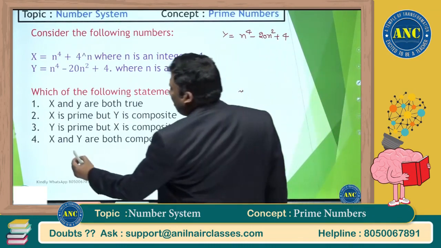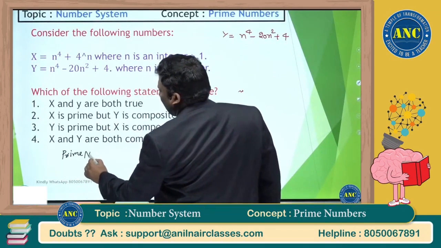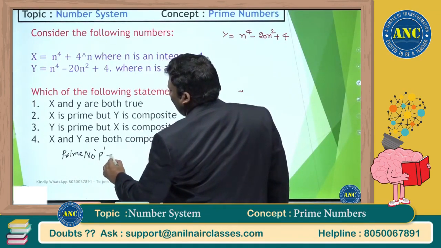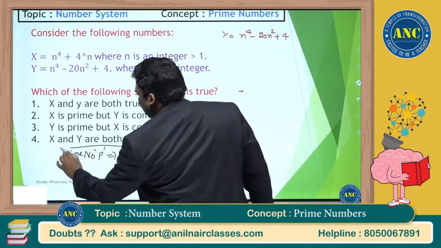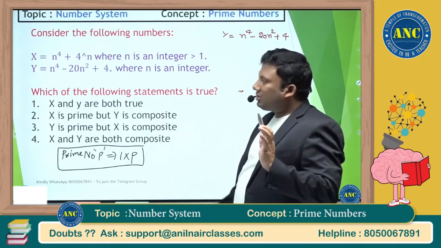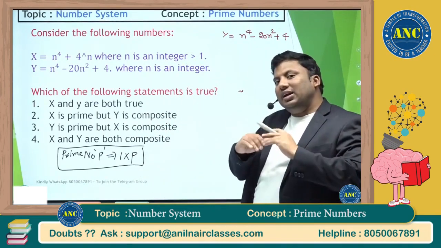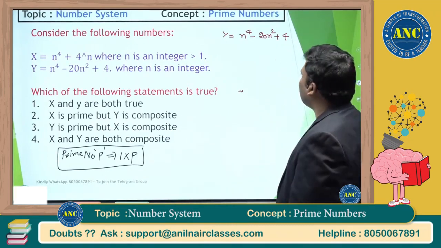What is the definition of a prime number? A prime number P will have only two factors, 1 into P. Only two factors, that is 1 and itself. If I get anything extra beyond 1 and itself, then the number is a composite number.